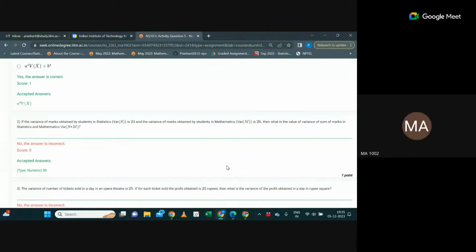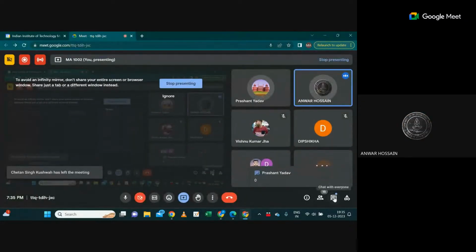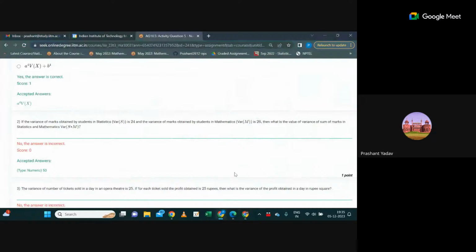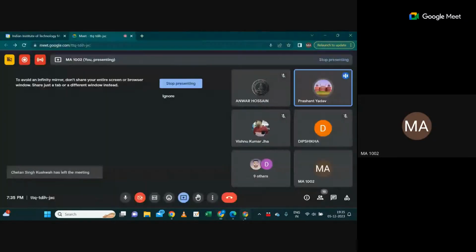0. Okay, why? Because 25 minus median is equal to 0. Okay, what is median? Where is the median? Okay, what information have we been given? We have 25 tickets and each ticket has 25 profit. Okay, so give me 1 minute.